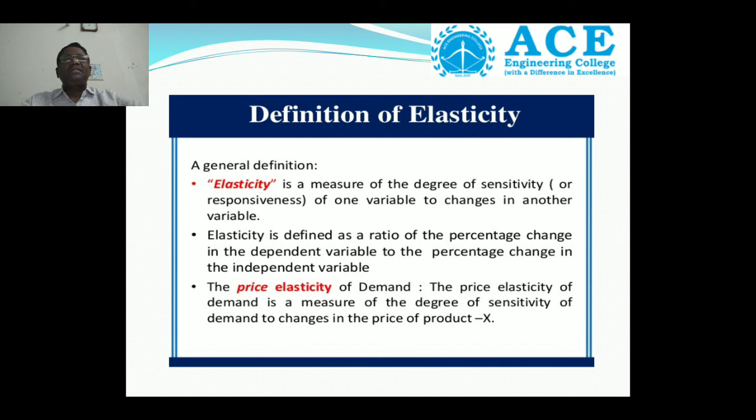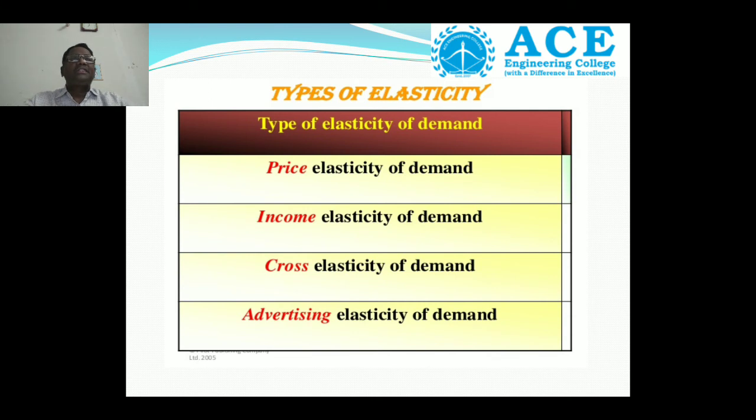Next one is types of elasticity. Types of elasticity of demand we classified into 4 types. What are they? Price elasticity of demand, income elasticity of demand, cross elasticity of demand, advertising elasticity of demand. From the examination point of view, for short answer questions as well as essay type questions, the types of elasticity are very, very important.